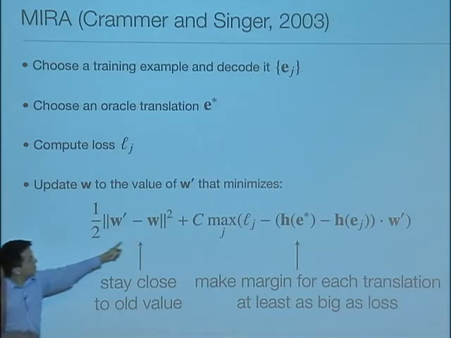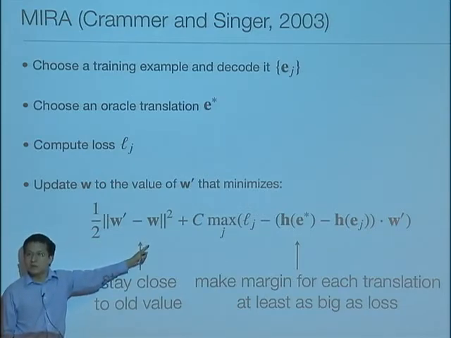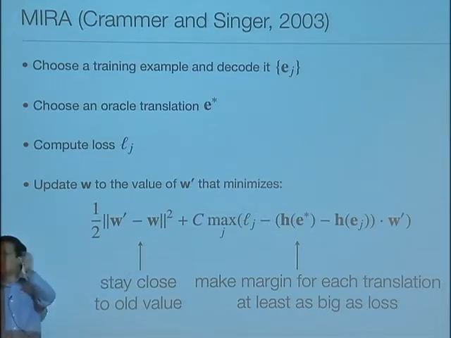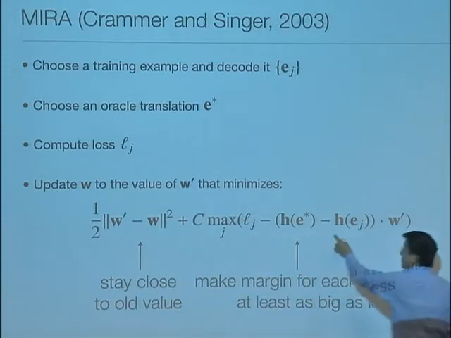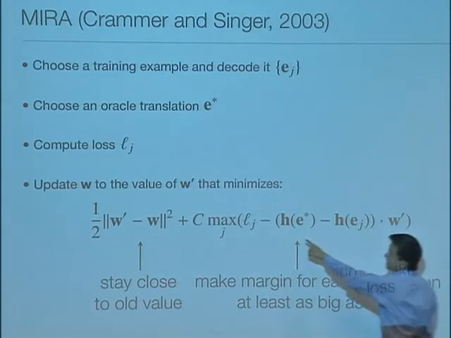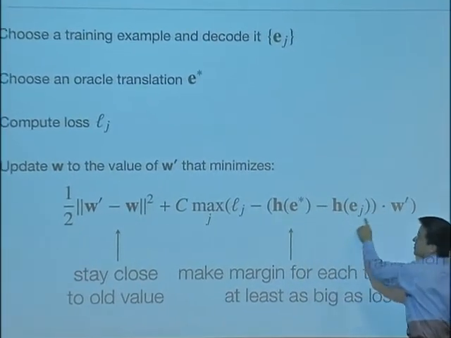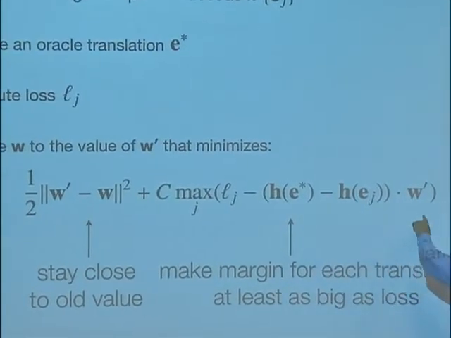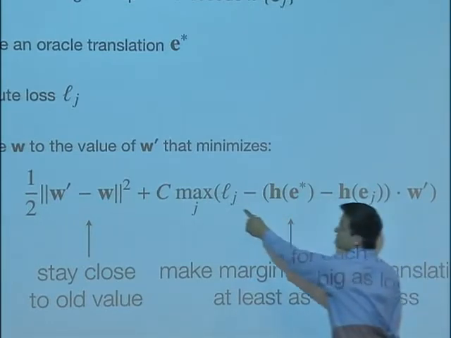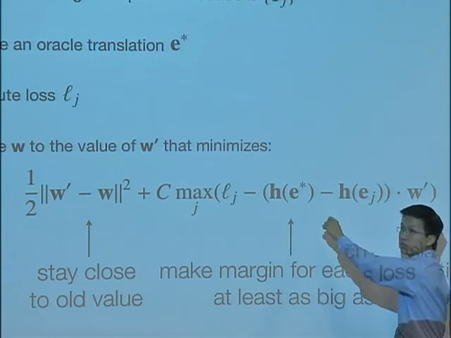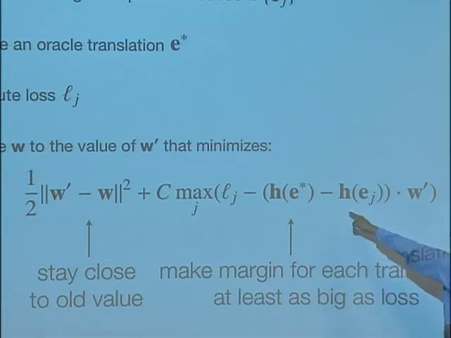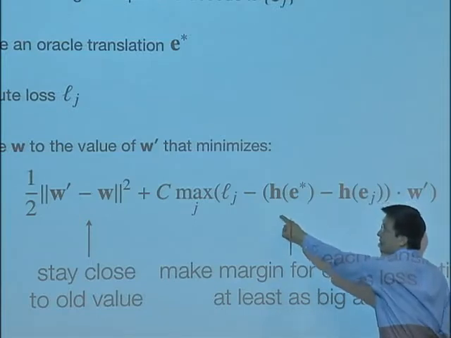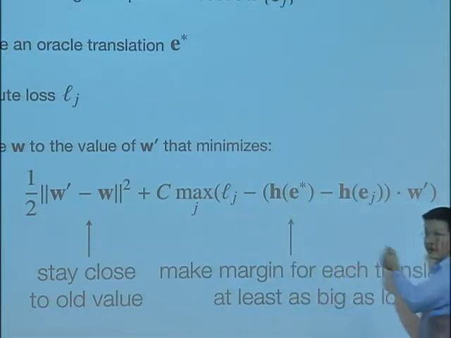This part of the objective function says I want the new weight vector to be close to the old weight vector. It would be kind of crazy to make the weight vector jump all over the place. I want to be conservative. This part says, for each of the EJ, I want the model's idea of the difference between E star and EJ to be at least as big as the real difference between E star and EJ. Does that make sense? This is called the margin, and the model is H of E dot W. So this whole term is the model's idea of the difference between E star and EJ, and LJ is the real difference between E star and EJ.